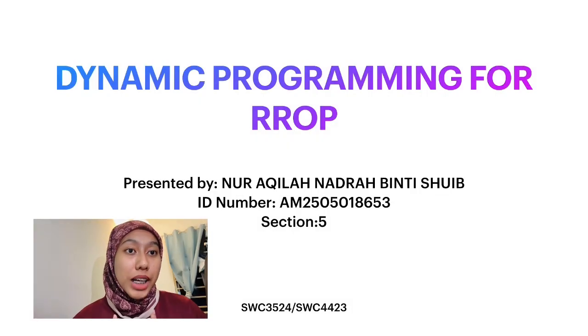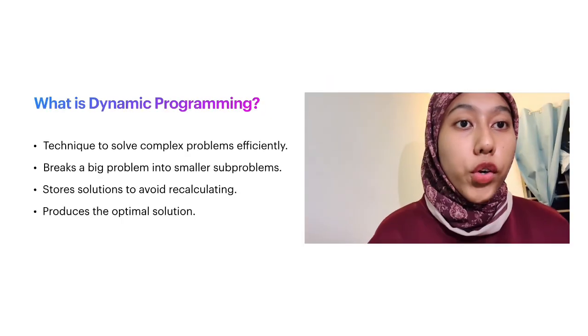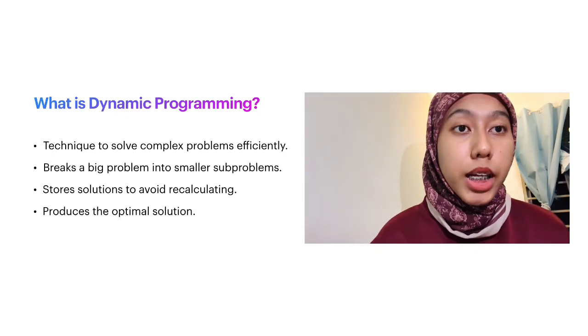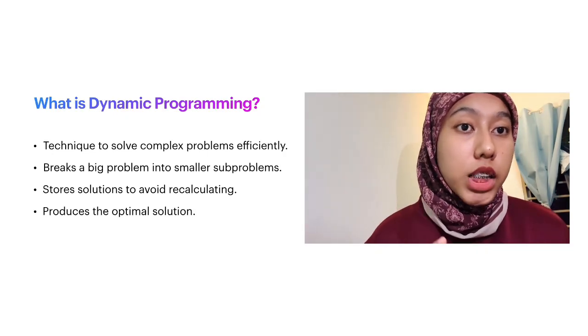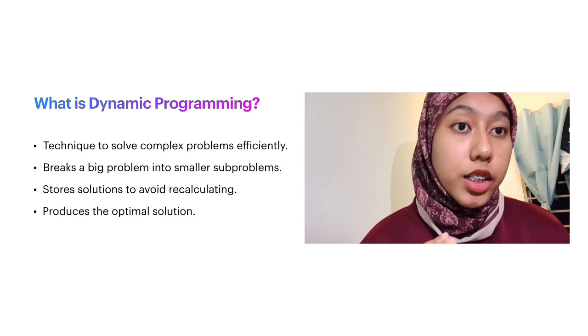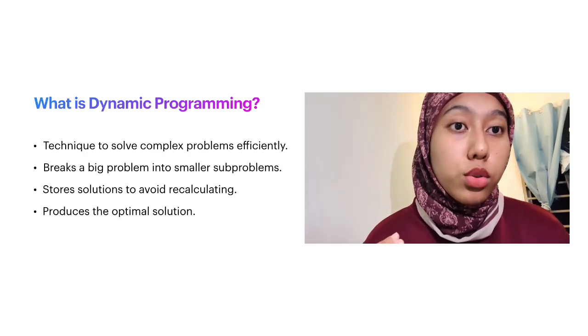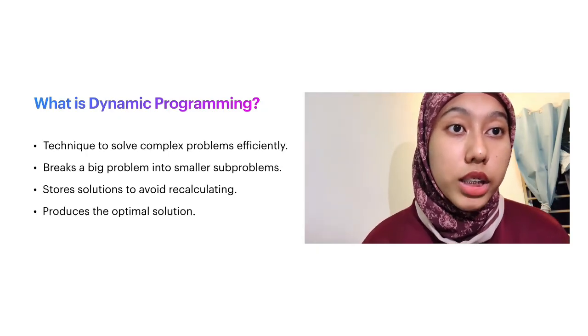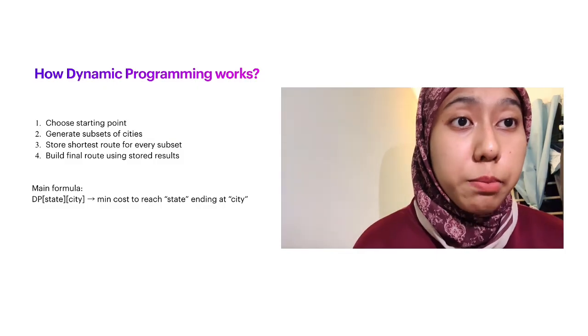Hi everyone, my name is Akila, and in this section I will briefly explain how dynamic programming is used to solve the relief route optimization problem, or RROP. Dynamic programming, or DP, is a method used to solve problems by breaking them into smaller parts instead of calculating the same thing again and again. DP saves the answer and reuses it. This helps us solve complex problems more efficiently, and it also ensures we get the best and most accurate solution.